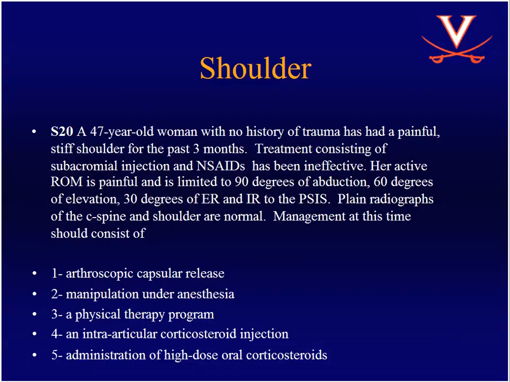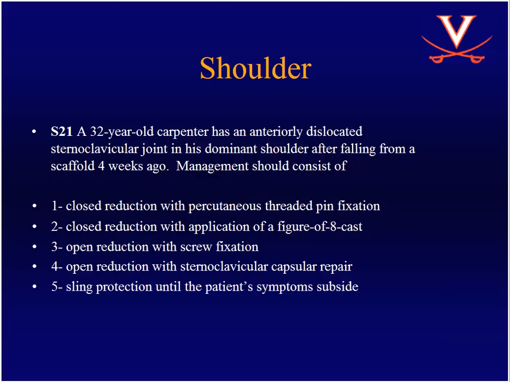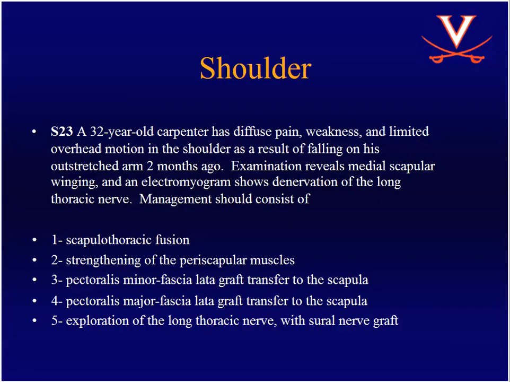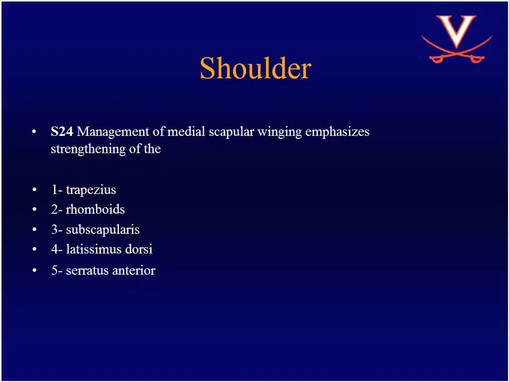21, 32-year-old carpenter, anterior sternoclavicular joint. 4 weeks ago, too late, sorry. Sling, symptomatic treatment. 23, carpenter. Medial scapular winging. Which one is that? Oh, it helps you out here big time. Electromyogram shows denervation of the long thoracic nerve. 2 months ago. That's a long nerve. We've got to give long nerves a long time, 6 months. So we're going to wait for a while. Strengthen the muscles, wait 4 more months, see what happens.